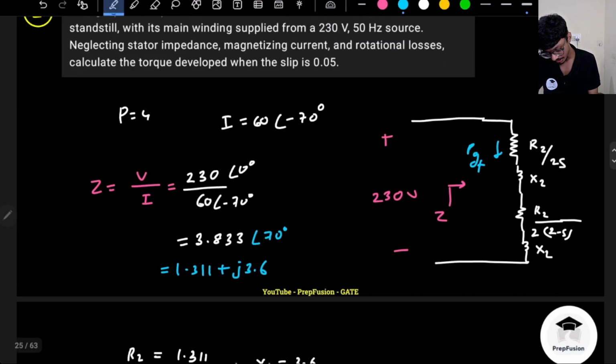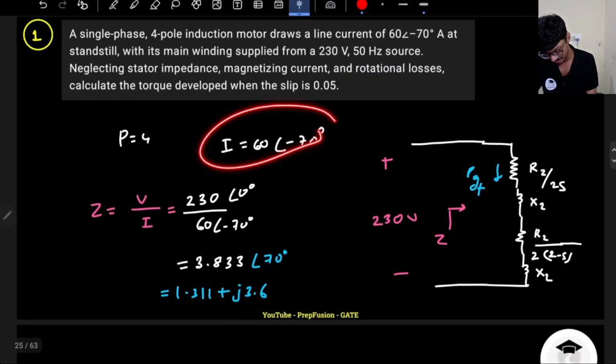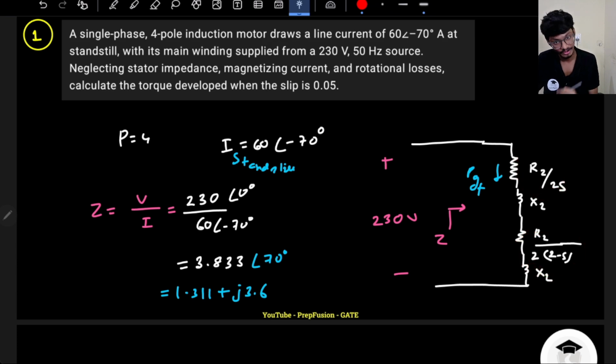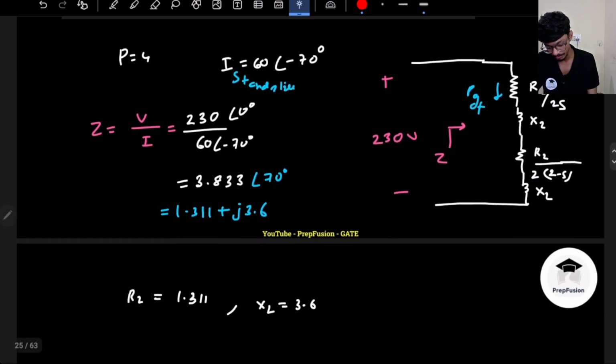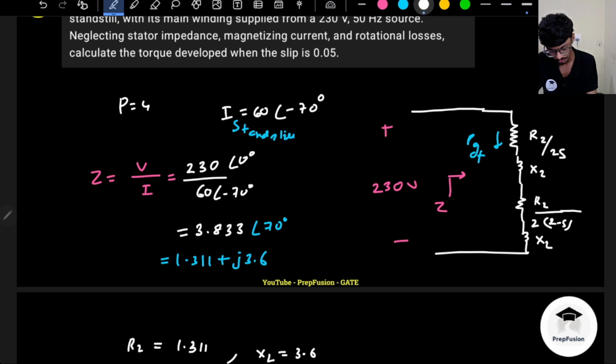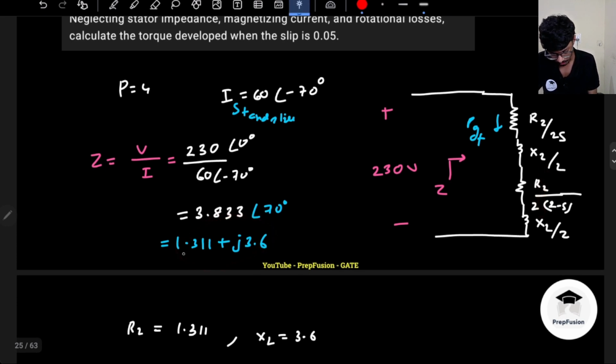Okay, now one more thing. At standstill, this is the standstill current actually, but you don't know the current at this slip. So you have to again do the calculation. Draw the circuit at this slip, because when slip is equal to 1, this is R2 divided by 2, this is R2 divided by 2, because this is also 2 minus 1, that is 1. So R2 divided by 2, R2 divided by 2, that is R2, and this will be X2 divided by 2 and X2 divided by 2, that is X2.